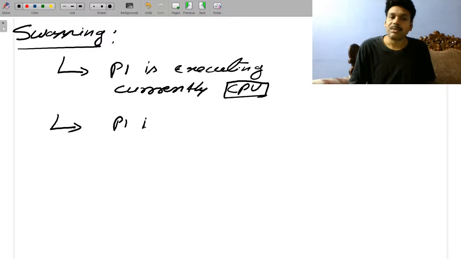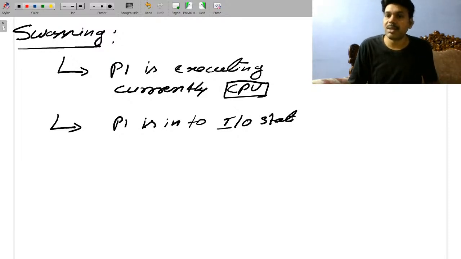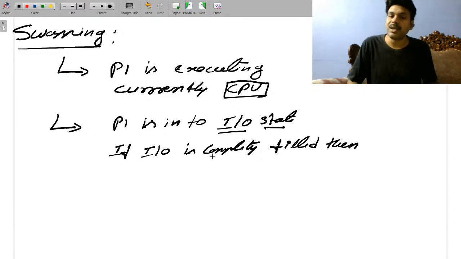Please see that P1 is in IO state. IO state is nothing but what? Block or wait state only. Please understand, IO state is nothing but block or wait state. If IO is not completed, then what is going to happen? Last session we learned, P1 enters into what? Suspension. P1 enters into suspension.